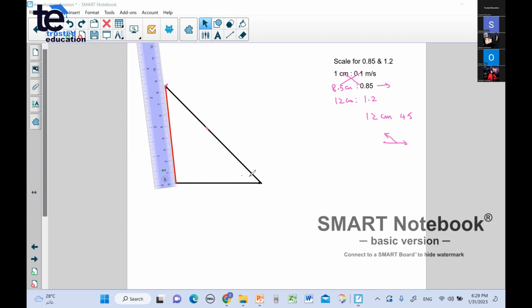Now I need to check myself again. This is the angle between them. It was 45, and I connected them tip to tail. This one is the first vector. It is measuring 8.5, which represents 0.85 meter per second. The other one is 1.2 or 12, which represents 1.2 meter per second. Now I got the resultant like this. If I need to find out whether my reading is correct or not, I need to use the cosine law. The cosine law is just like this, as we agreed.